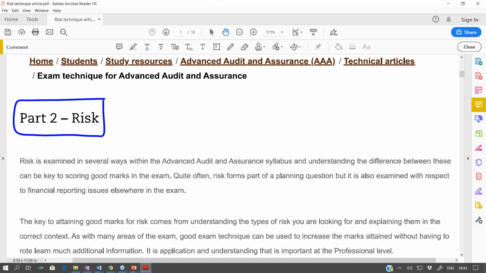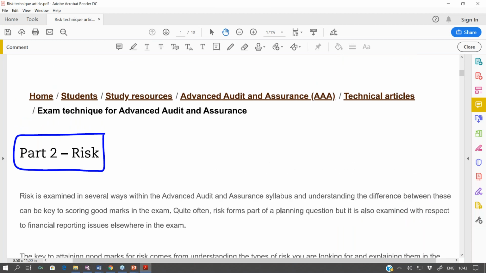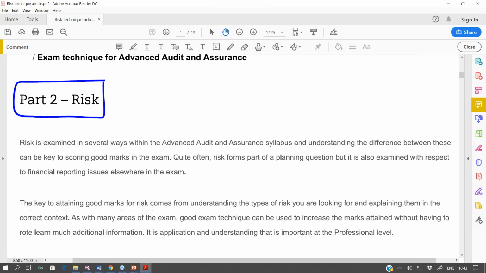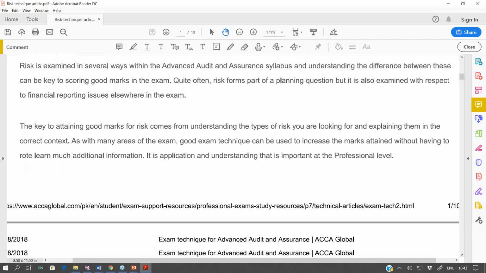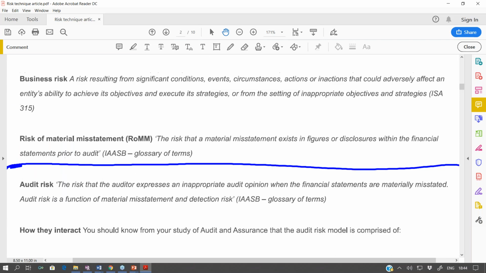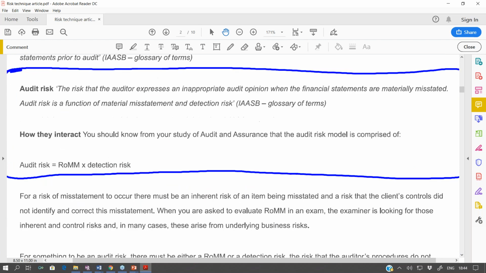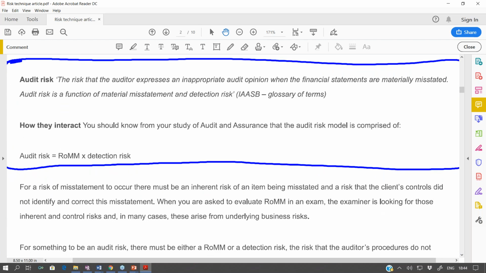Now, when you go to the examiner article, which is right in front of your screen, you can see this article, part 2, risk. This is such a good article written by the AAA examining team, which gives you deep insights about audit risk and how you should be writing an answer on audit risk. If I take you down into the article, you can see this paragraph here, which I have highlighted in blue, and you go through this formula given by the examiner, which is right here.